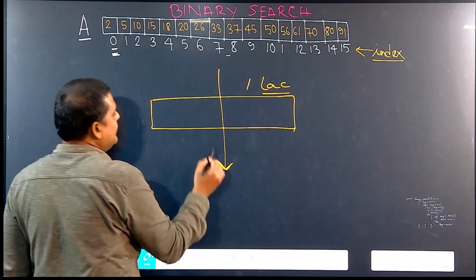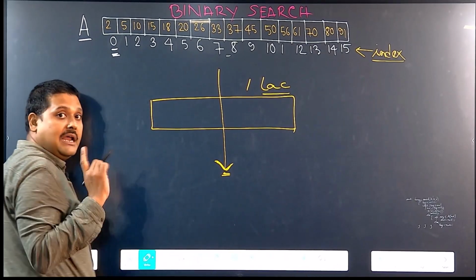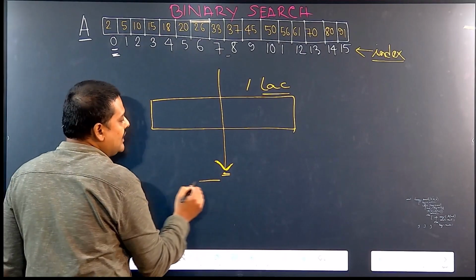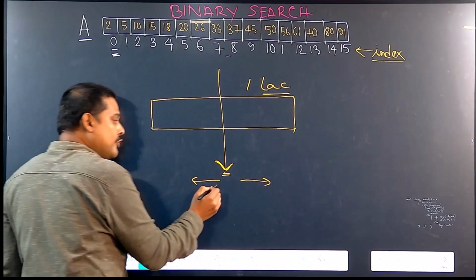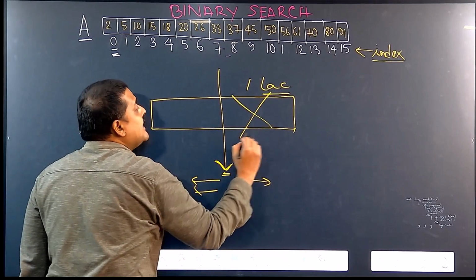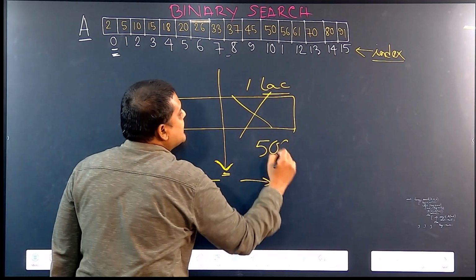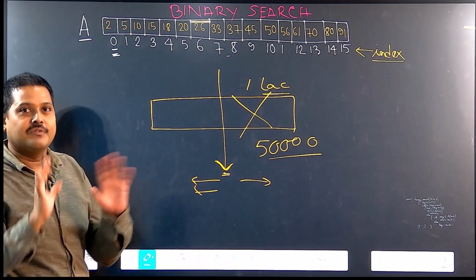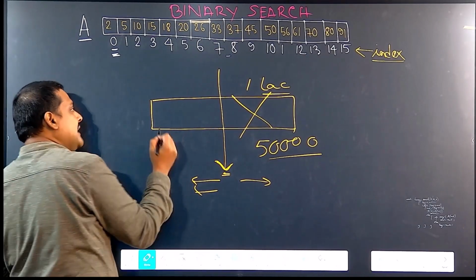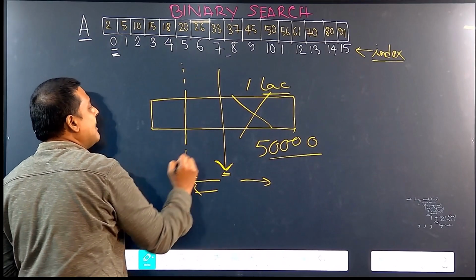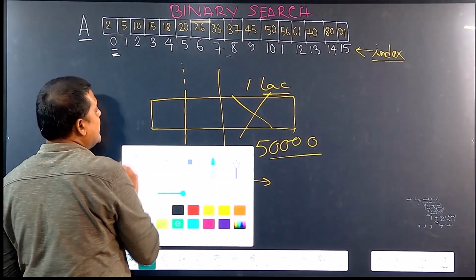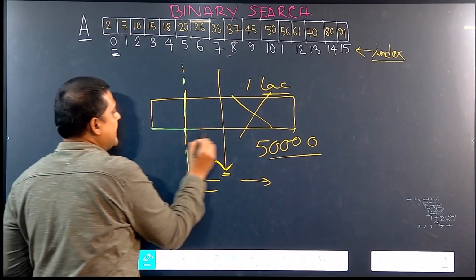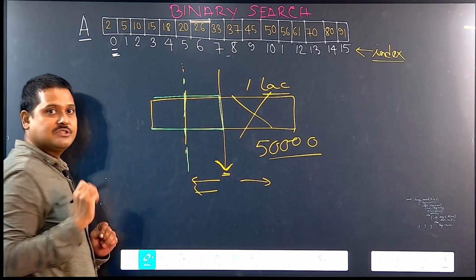If the middle element is the element that we are searching for, that is okay. Otherwise, either we will go left side or right side. If we go left side, the right side elements, nearly 50,000 elements, are not in my list, I need not search in that particular domain. Again, I will find out the middle of this particular list.